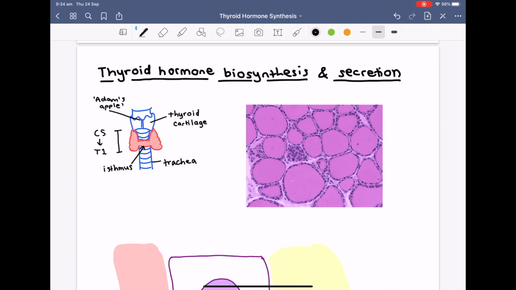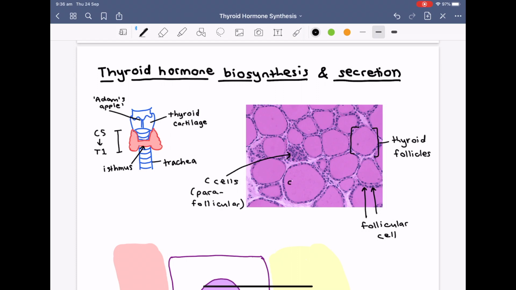Okay, now we're going to zoom in and have a closer look at what the thyroid gland looks like. So the functional unit of the thyroid gland is the thyroid follicles. These are the big circles you can see everywhere. The thyroid follicle is formed by follicular epithelial cells that surround it. This cluster of cells you can see in between the follicles are known as parafollicular cells or C cells, and these are involved in calcium metabolism, but we won't be talking about them today. Inside the thyroid follicles is colloid, which is the protein precursor to your thyroid hormones.